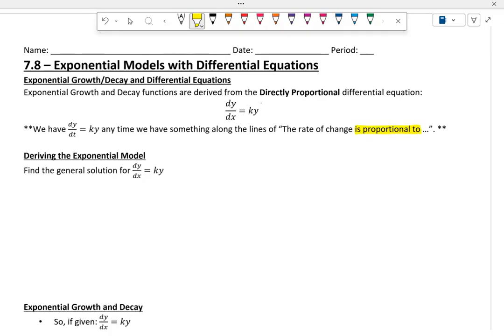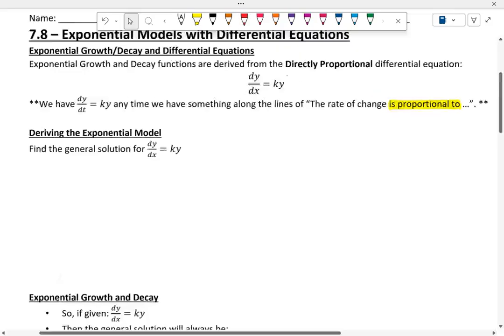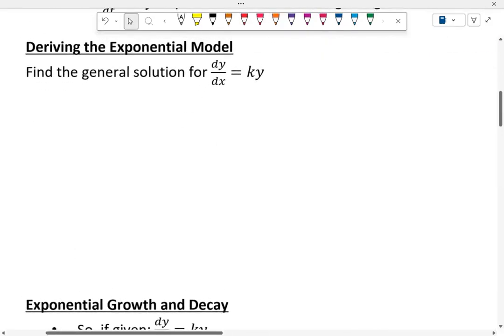Now, what's nice about this, since that is always going to be directly proportional, is that this leads us into having something that is always going to be our general solution for our directly proportional. So let's go ahead and find that general solution. So dy over dx equals k times y. Let's start with our separation.